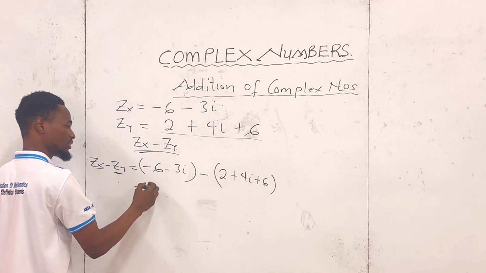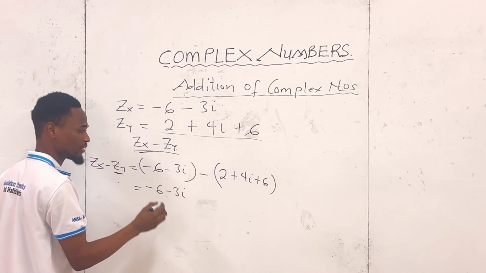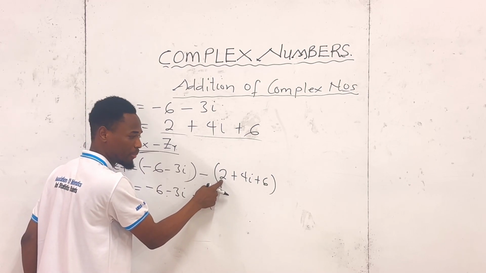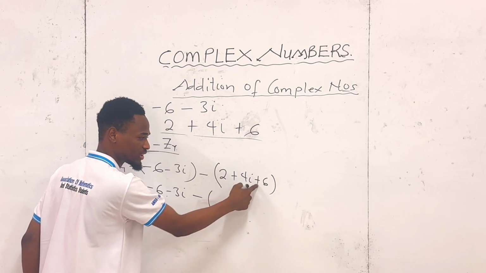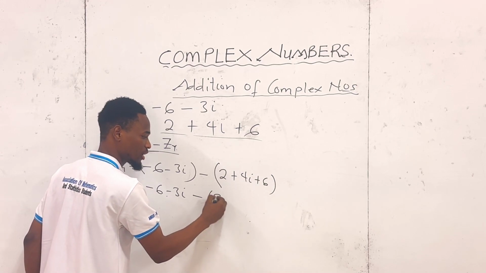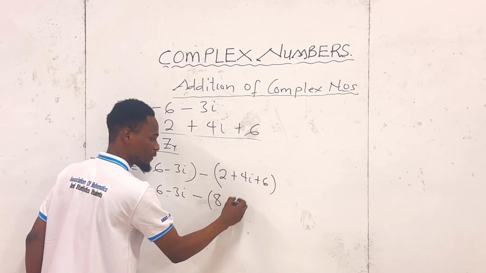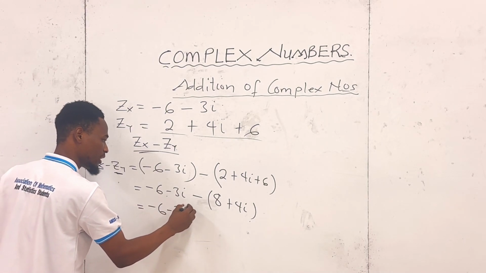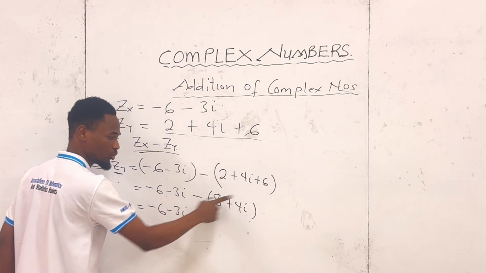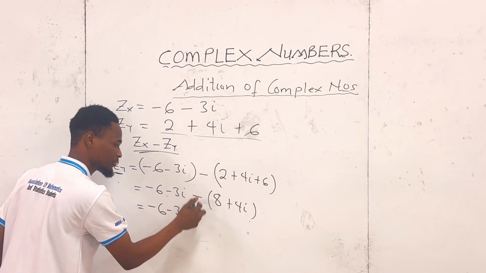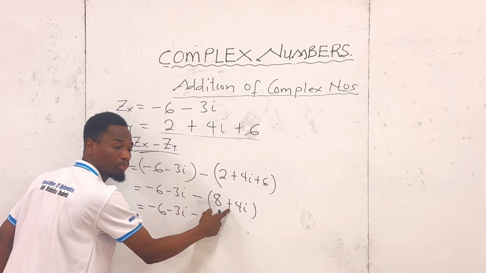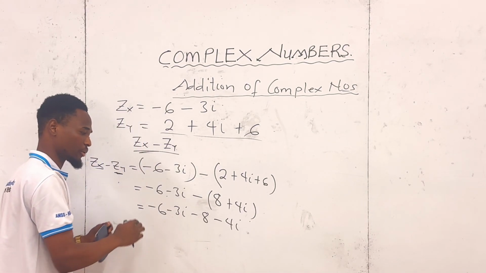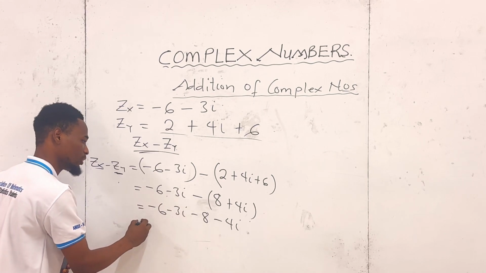So I'll have negative 6 minus 3i, then minus into bracket. There's a real number part and a real number part, so you can add them. 2 plus 6 gives 8, then I have plus 4i. So I have negative 6 minus 3i, and then I expand the bracket. So negative 8, then negative by positive gives negative 4i. Remember to group like terms, real number part and imaginary part.